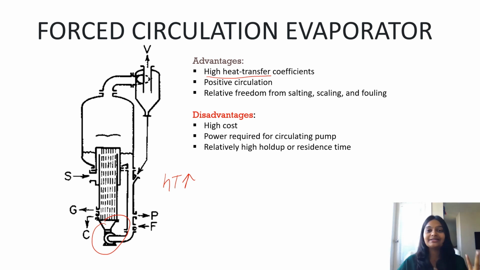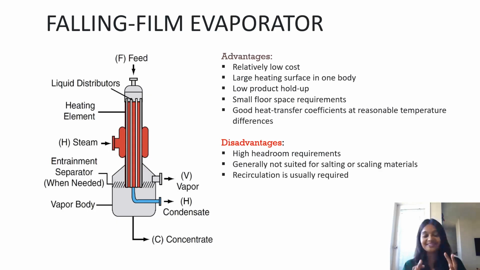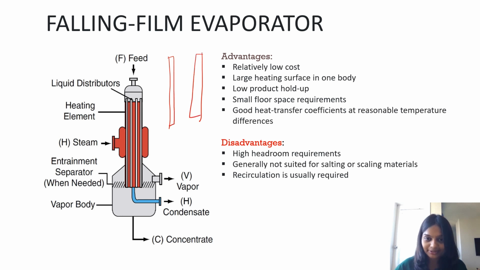Next is the falling film evaporator. The basic idea in this evaporator is that the liquid is passed as a falling film. It goes down by the force of gravity, and evaporation takes place within the tube, and the vapor forms above the tube, whereas the concentrated liquid flows below. Now, the relative advantage is that it has low cost. Because of this film, the heat transfer rates are generally very high.